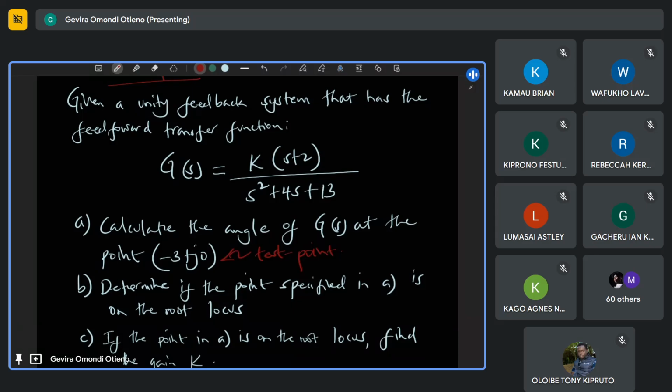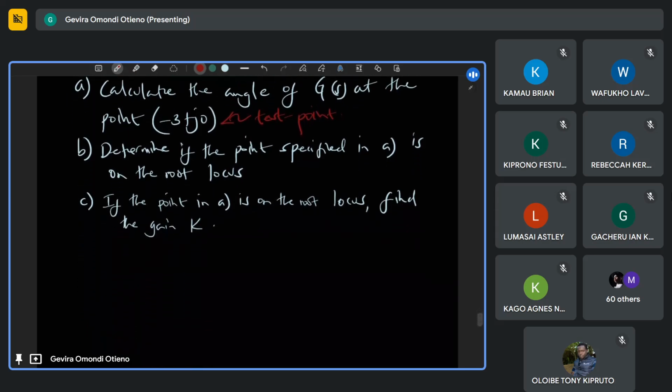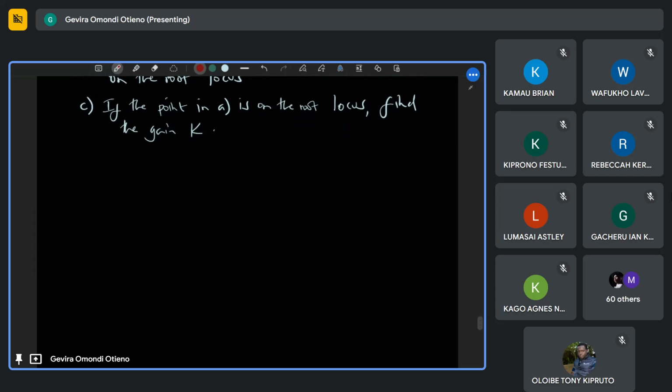So the first thing is to find the algebraic sum of angles of all the vectors drawn from zeros and poles that we have here to this test point. Because if those angles sum up to 180 or any odd multiple of 180, then we can start making conclusions. The best thing, as I told you, is to have a diagram or an S-plane that gives you an idea of what is expected in your drawing. Remember, you label your axis properly.